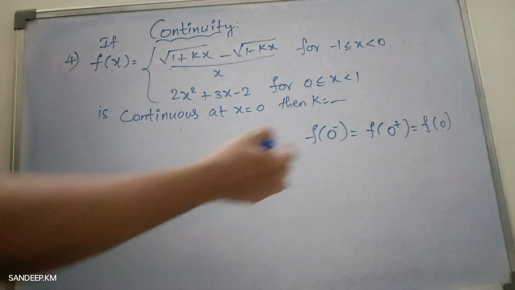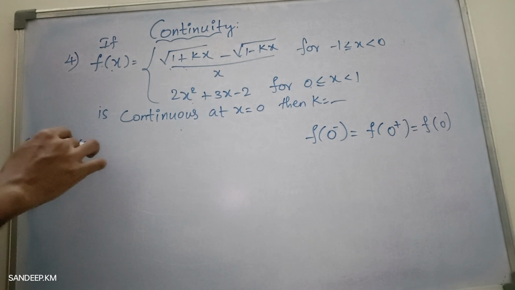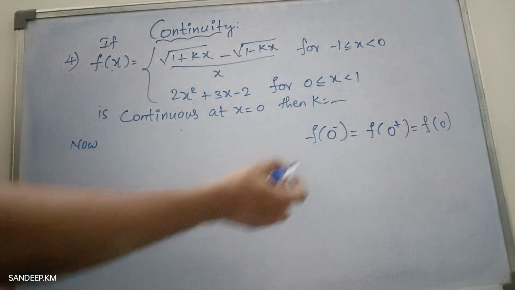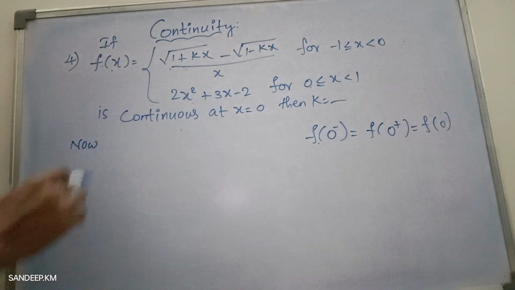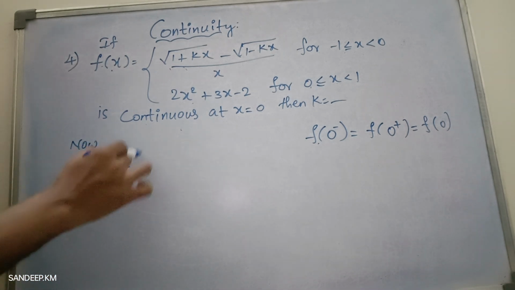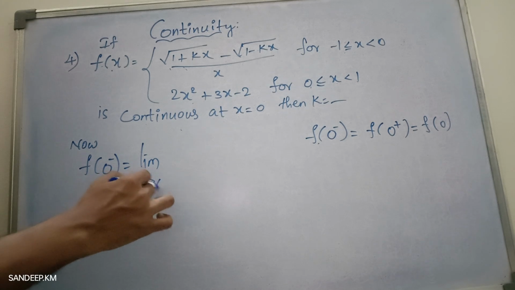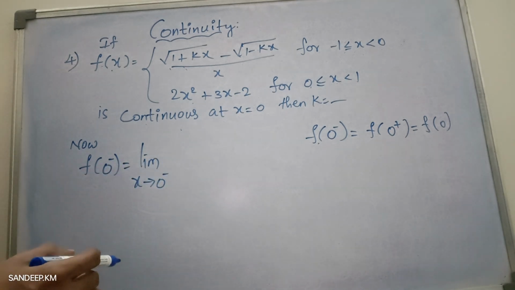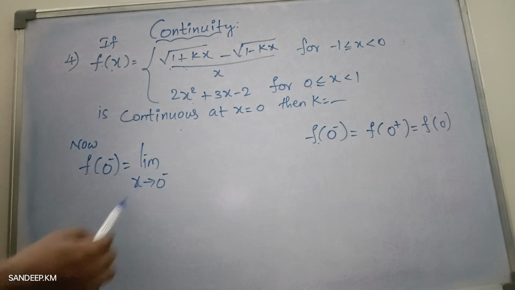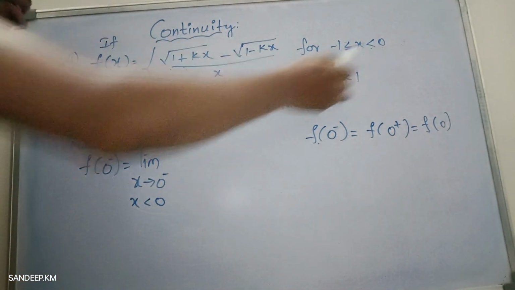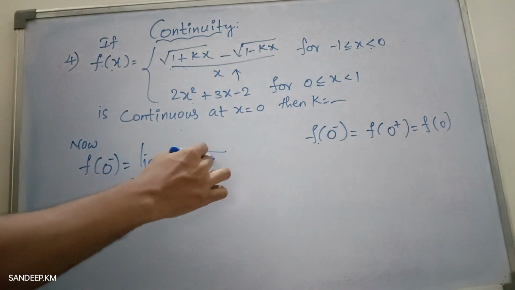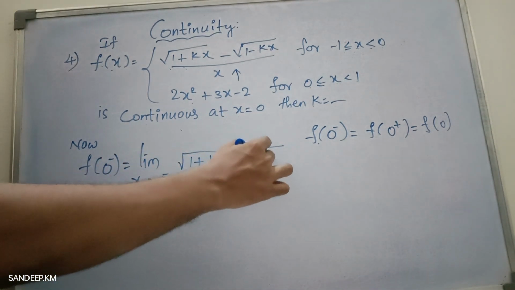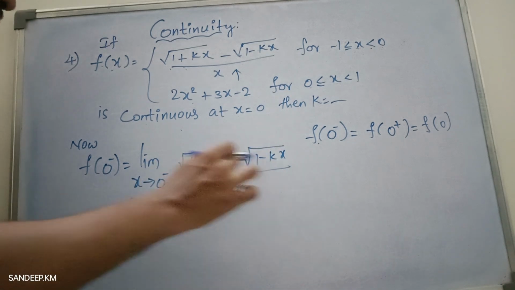Okay, now. So which means I can directly take this. Now I can take this, but let me find each one of them separately, then at a time I will take it. What is f of 0 minus, the left hand limit? Limit x approaches 0 minus f of x. What is f of x? X is approaching 0 minus means x is less than 0 only. So if x is less than 0, instead of f of x, you should take this function. So take it, root of 1 plus kx minus root of 1 minus kx whole divided by x.